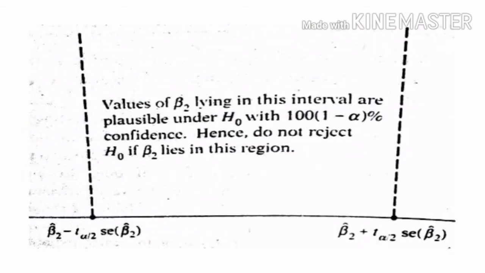You see the diagram: on the vertical axis, beta 2 hat minus t alpha over 2 times the standard error of beta 2 hat, and the second line is beta 2 hat plus t alpha over 2 times the standard error of beta 2 hat, the negative and positive values. Values of beta 2 lying in the interval are possible under H0 with 100 times 1 minus alpha percent confidence. Do not reject H0 if beta 2 lies in this region.